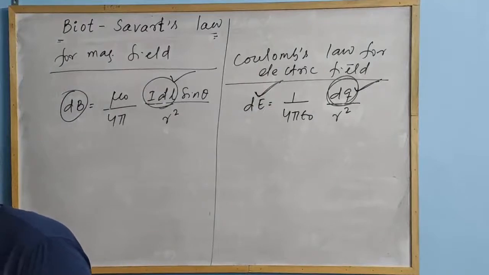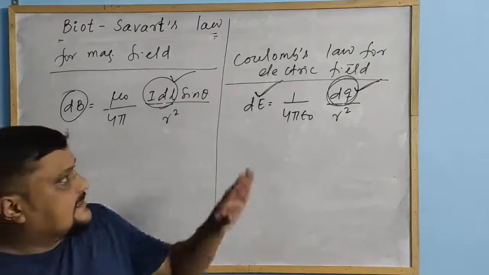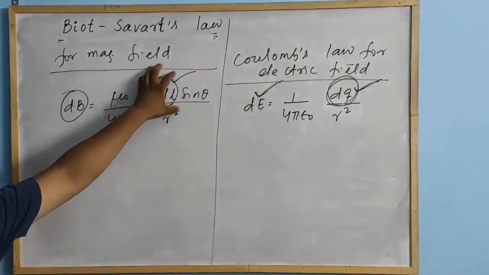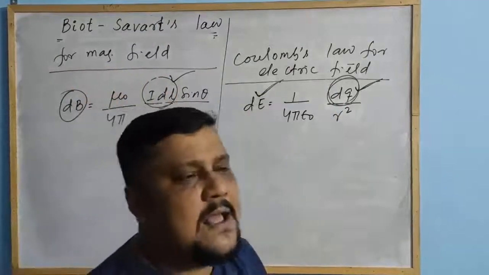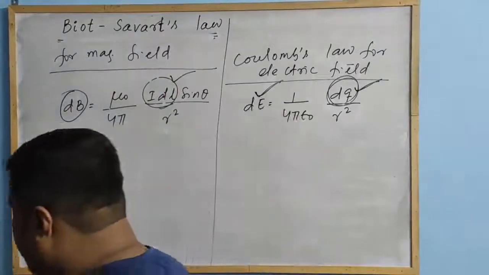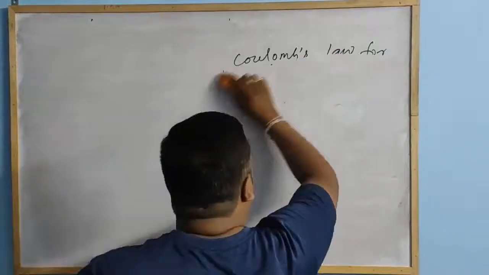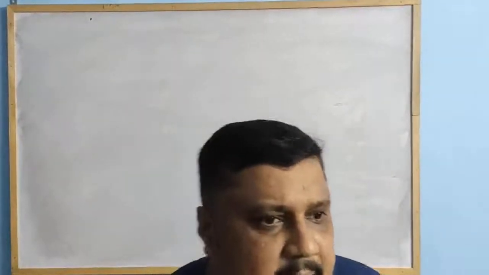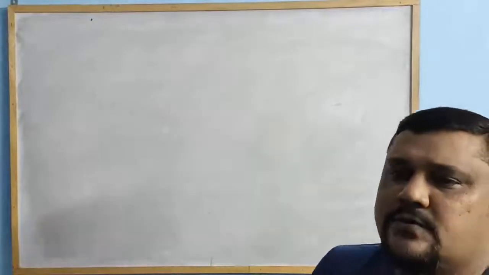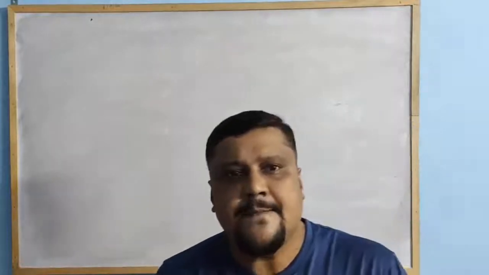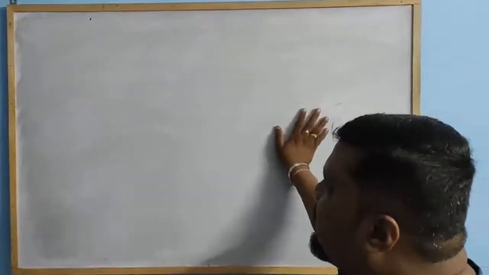The point you have to remember is that the electric field is due to the scalar quantity dq, and the magnetic field is due to the vector quantity, that is your current element. That is the basic difference between Coulomb's law for the electric field and Biot-Savart's law for the magnetic field. Okay, so this is about the statement of Biot-Savart's law and how we can calculate the magnetic field at a point due to a current carrying conductor. Clear?